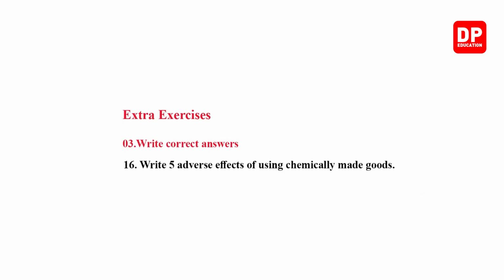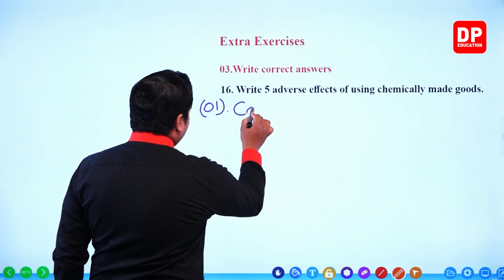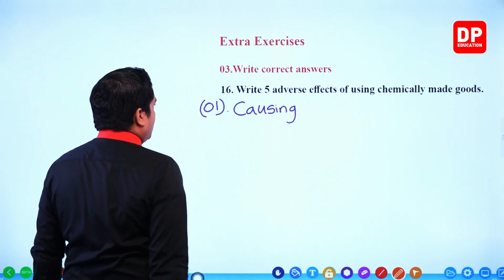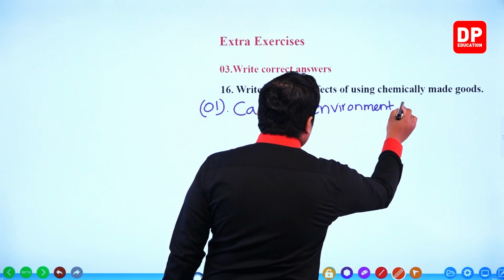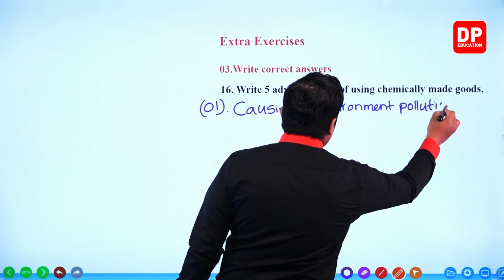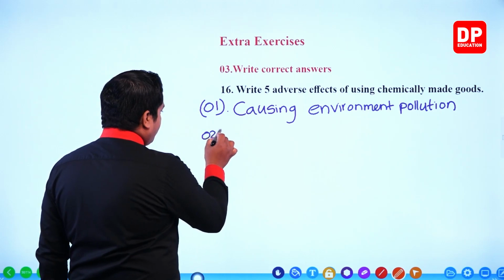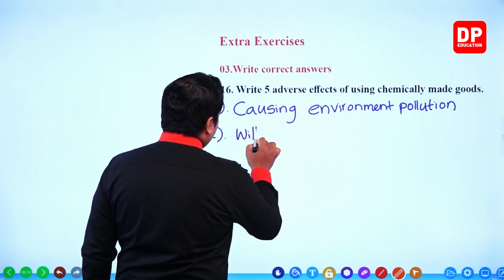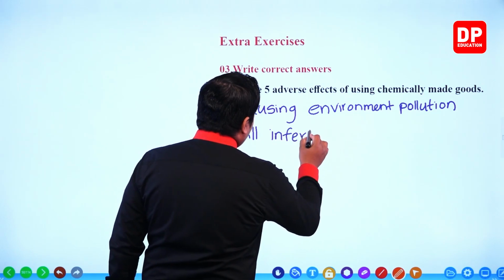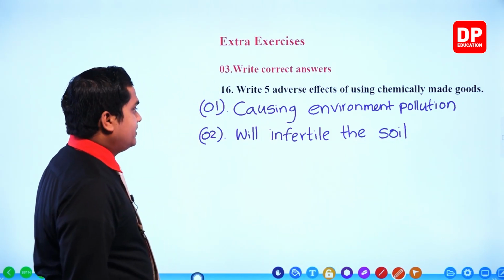Write 5 adverse effects of using chemically made goods. Number 1, causing environment pollution. Right? Number 2, will infertile the soil. Right? Will infertile the soil.